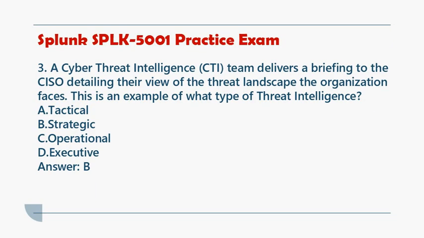3. A cyber threat intelligence (CTI) team delivers a briefing to the CISO detailing their view of the threat landscape the organization faces. This is an example of what type of threat intelligence? A. Tactical. B. Strategic. C. Operational. D. Executive. Answer: B.